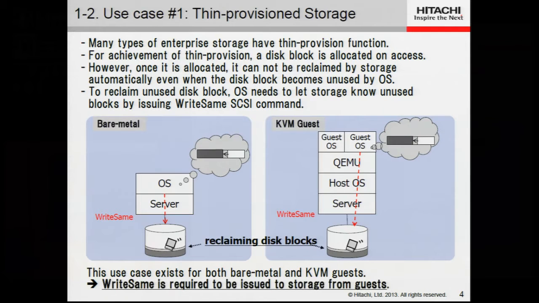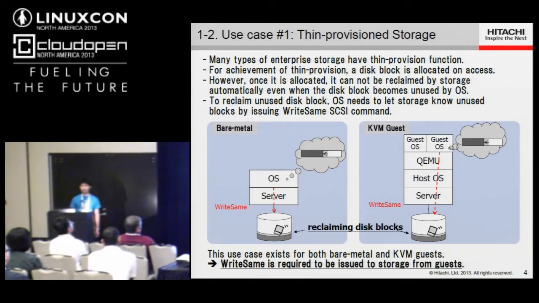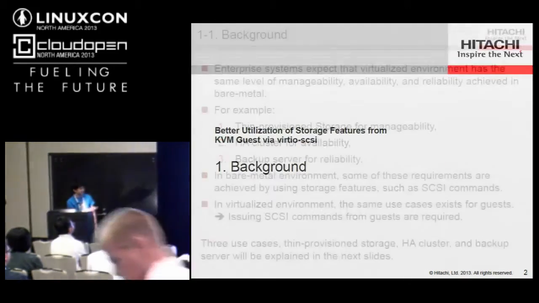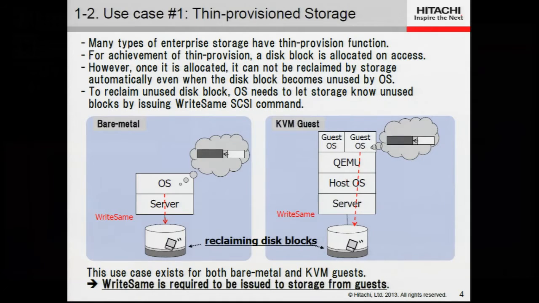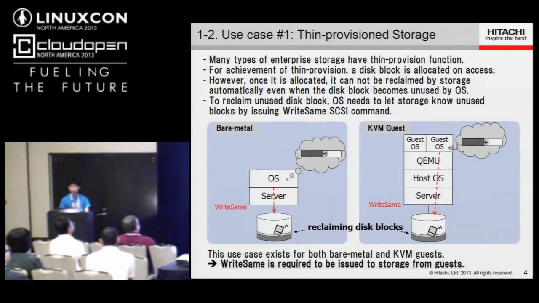First use case is thin provision storage. Many types of enterprise storage have thin provision function. For achievement of thin provision, a disk block is allocated on access. However, once it is allocated, it cannot be reclaimed by storage automatically, even when the disk block becomes unused by the OS. This is a waste of the disk block because if we can reclaim the disk blocks, other systems can use them.